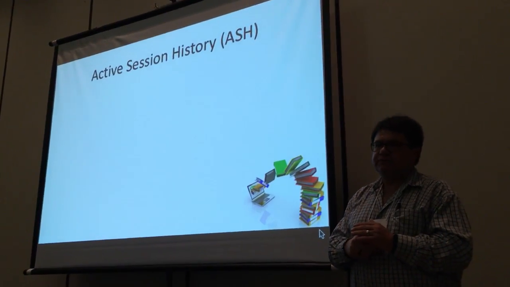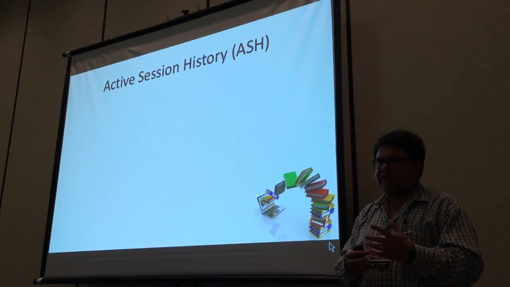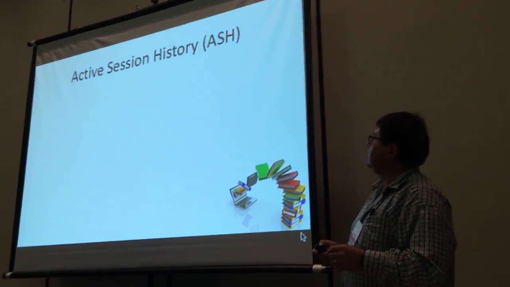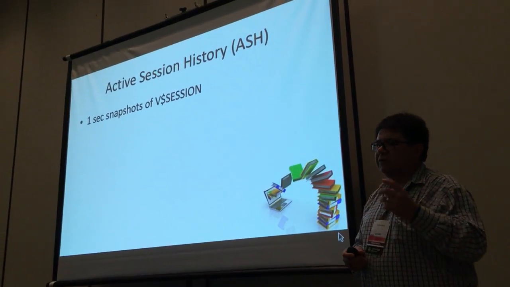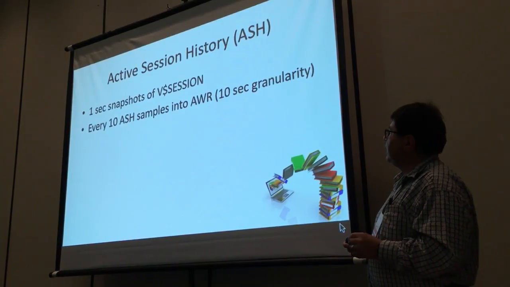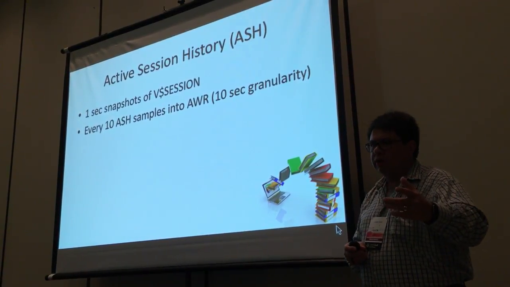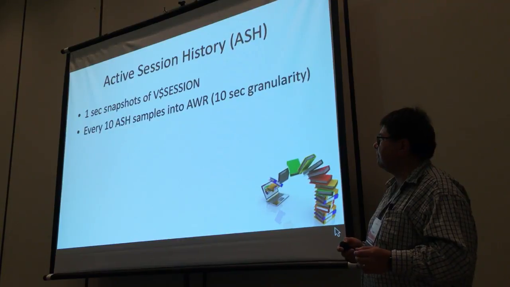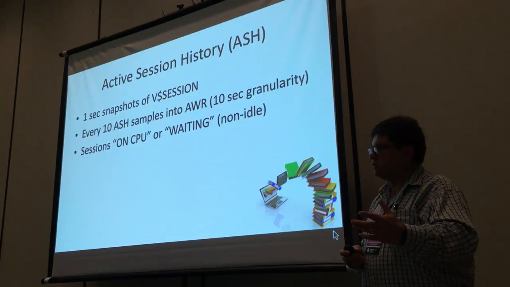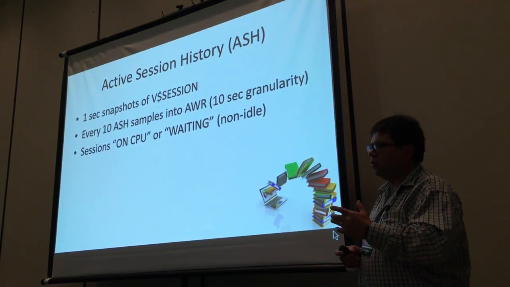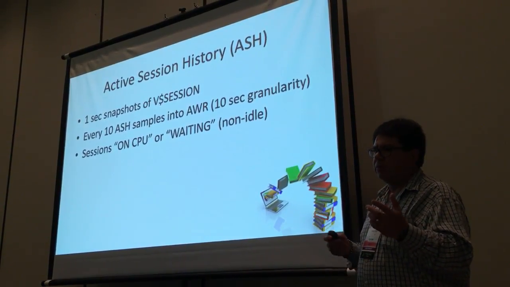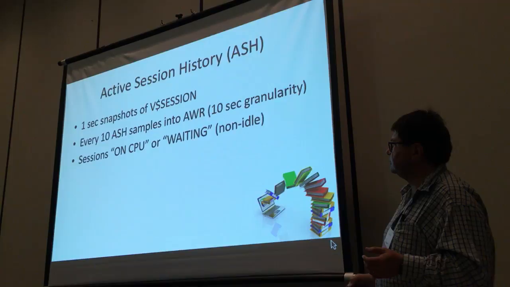Let's talk about ASH. I expect everyone to be familiar with ASH. Is that right? Everyone knows what ASH is. Good. Active Session History. We're basically taking snapshots of the v$session, and we keep those snapshots, and then we store into the repository every 10 of those samples. And from that information, we can find sessions which are on CPU or waiting non-idle. If the session is waiting on an idle event, it's not here. But if it is waiting non-idle or on CPU, it's going to be here.